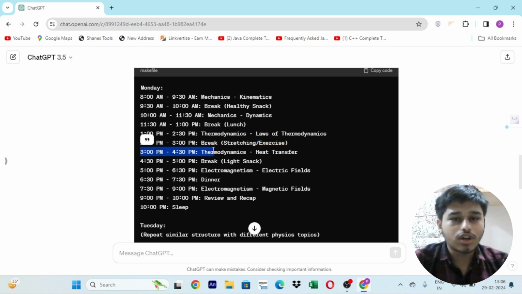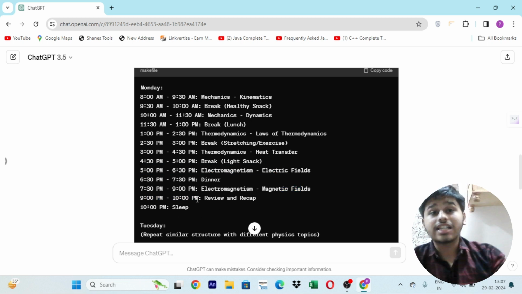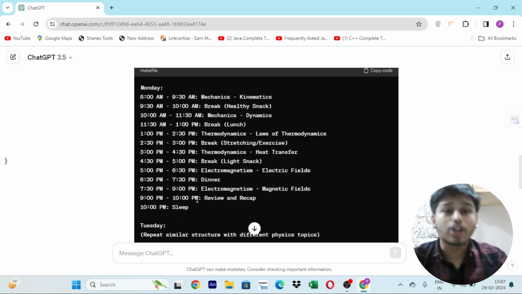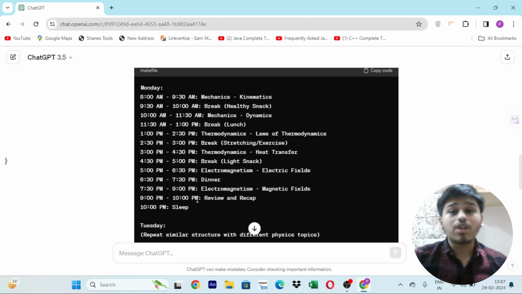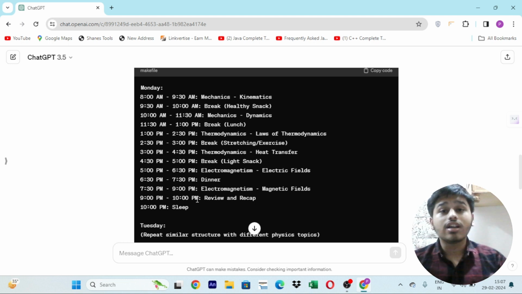Then 3 to 4:30 thermodynamics, heat transfer, then one more break for food, then 5 to 6:30 electromagnetism, then one more break for dinner, then 7:30 to 9 electromagnetism again, that is electric field. Now it is magnetic field. Then 9 to 10:30. See, ChatGPT is also telling us to revise the topics we have studied till now, so we can understand what we did today, right?